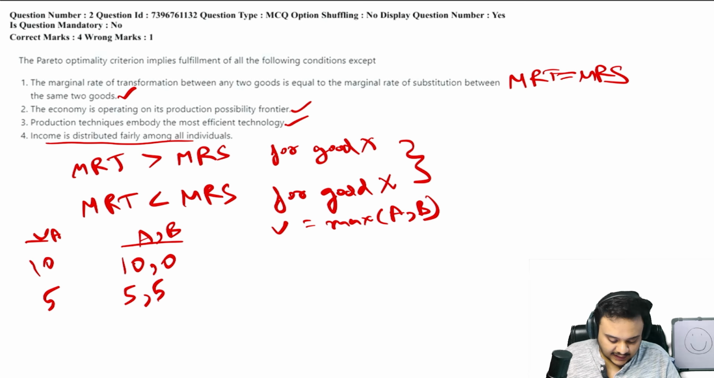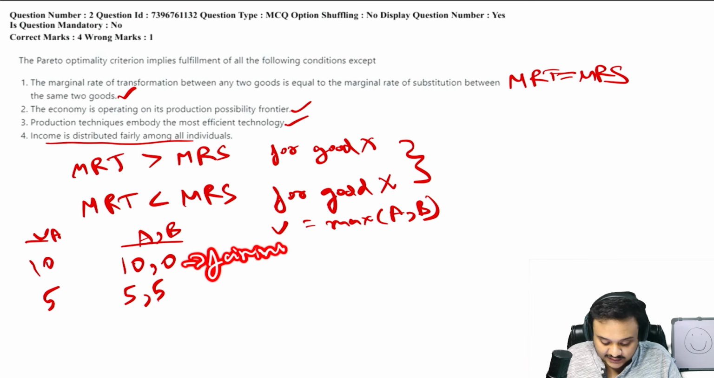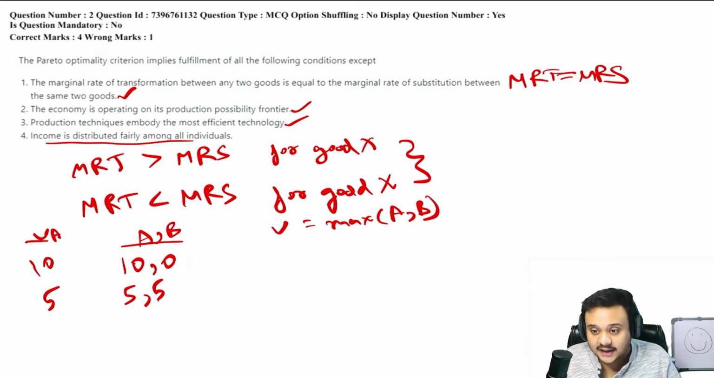Tell me, if we move from (5, 5) to (10, 0), will that hurt the utility of A or not? Absolutely. Look at this, the utility for A is falling. The maximum utility of A is when he is getting all of the goods and B is getting nothing at all. Okay, so that is why we are seeing that when fairness is absent, our utility is optimized, and at this level we can say that this is Pareto optimal and this is not Pareto optimal.